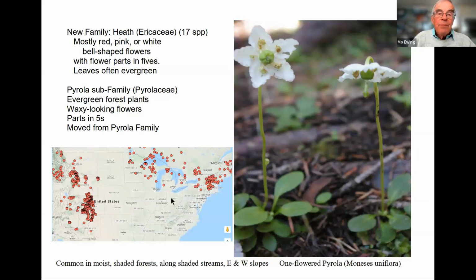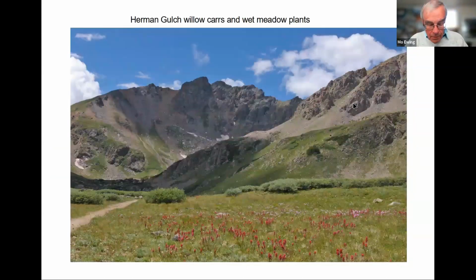Okay, then moving up into the Alpine, Herman Gulch. Herman Gulch has willow carr, wet meadow, and wetland plants. Herman Gulch is found an hour west of Denver on I-70. And you hike from exit 218, that's just before you go through the tunnel, and you hike up into the Alpine Meadows. The trail starts at 10,332 feet and climbs to 12,018.